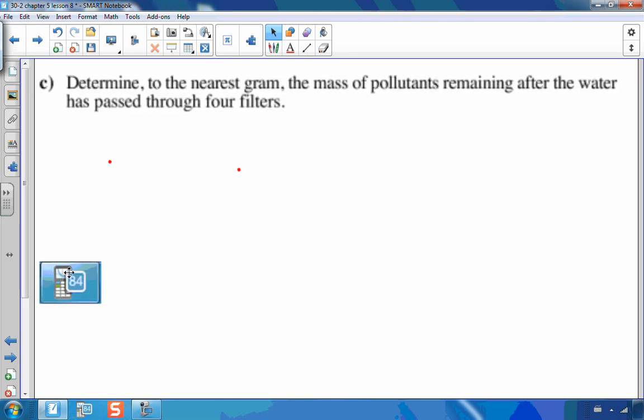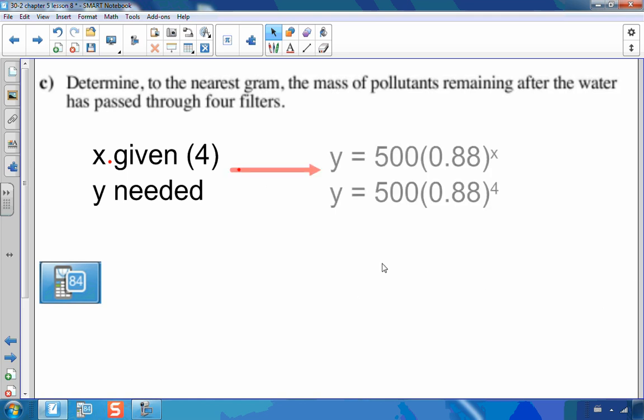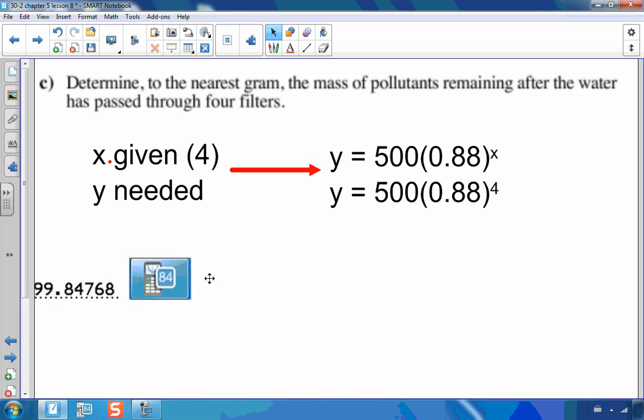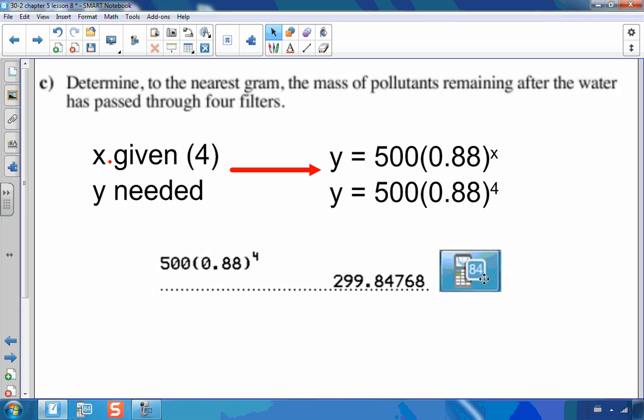Okay, in the first question, I'm asked to determine to the nearest gram the mass of pollutants remaining after the water has passed through 4 filters. Now, those 4 filters are an x value. So that means x is given, y is needed. So putting that into the equation, I see that x is 4 here, and I have just a number. Y is equal to this number, 500 times 0.88 to the 4. So I can just put that straight into my calculator, and to the nearest gram, it would be 300 grams remaining after 4 filters.